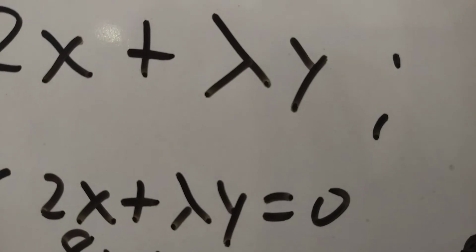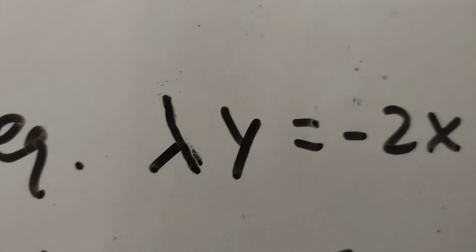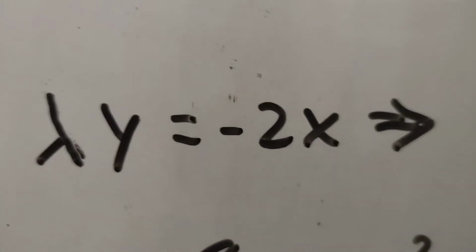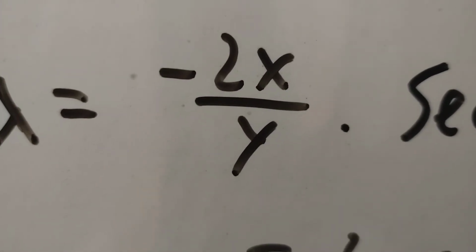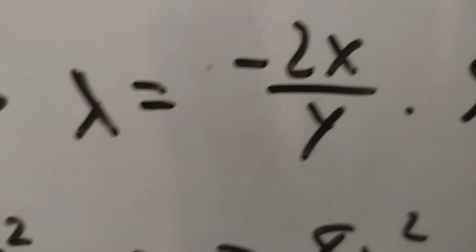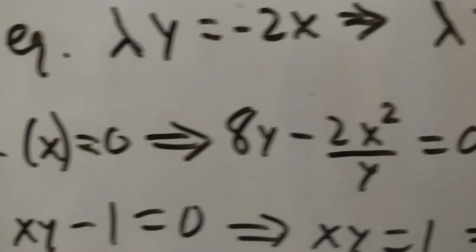Let's subtract 2x from each side and then divide by y. So from the top equation, we get lambda y equals negative 2x, and then dividing by y, there's our value of lambda: negative 2x over y. So now what you want to do is rewrite the second equation with that substitution.